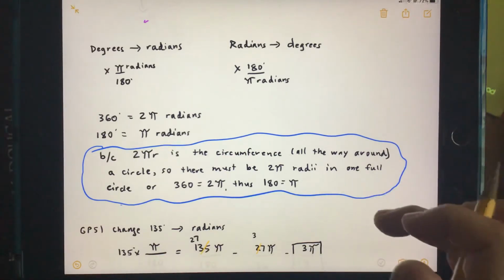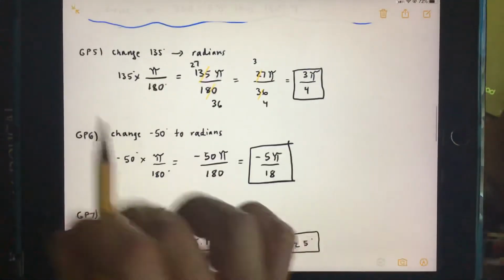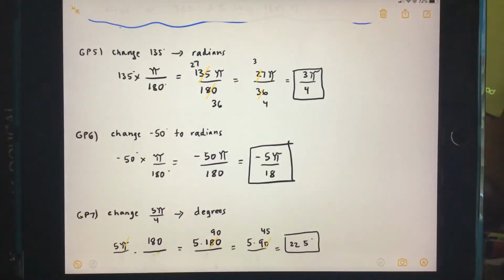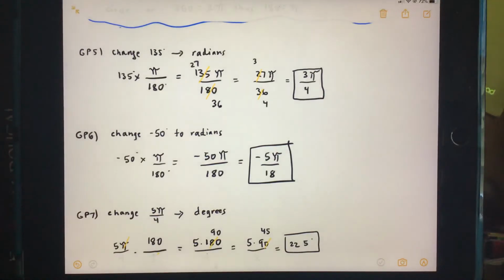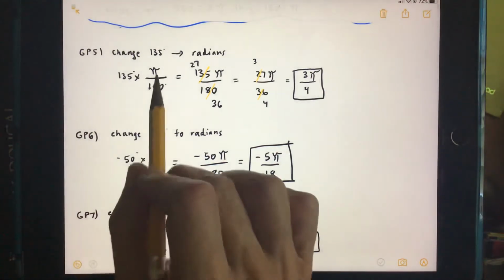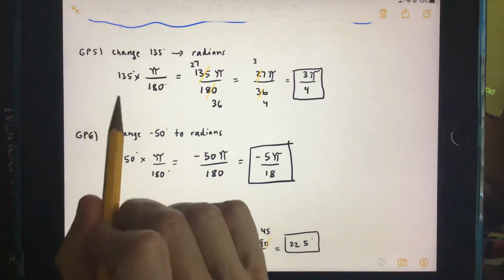All right, let's practice going back and forth between radians and degrees now. So guided practice 5. We're asked to change 135 degrees into its radian measure. To do that, we're going to multiply by pi over 180. Now wait, when we're switching from degrees to radians or radians to degrees, we know that we've got a ratio here that's got pi and 180. The question is, which way do you need to write it? Here's how I remember it.